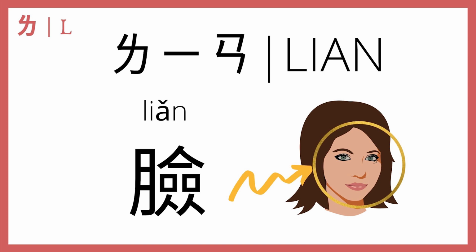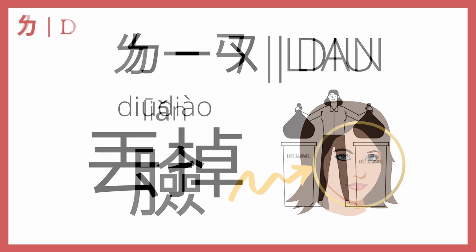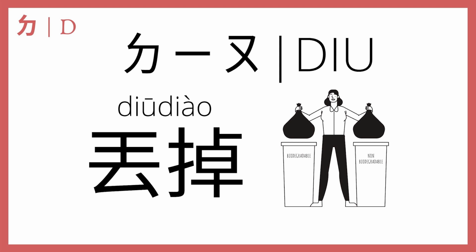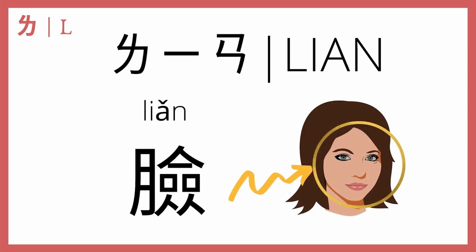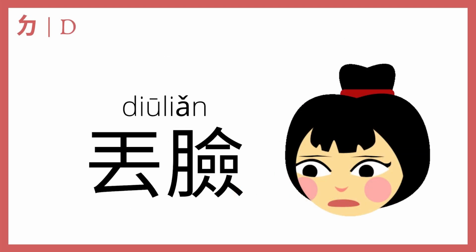In the third tone, lian means face. To use a word that we learned before, 丢 means to throw or throw away, and lian, as you now know, means face. So 丢脸 means to lose face, that is, to be embarrassed. I mean, you're not literally throwing your face in the trash here. That would be kind of impossible, but you get the idea.